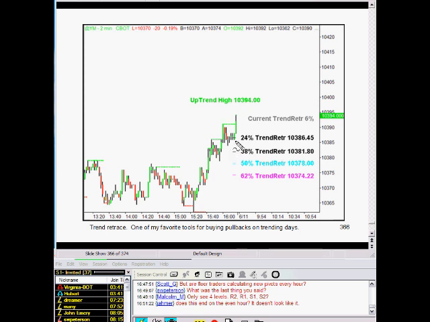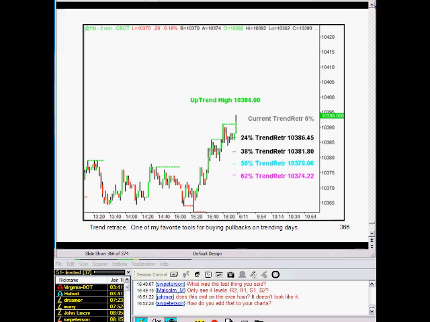Let me draw this on here. You can see these little hash marks right here. This little hash mark right here is a 24. This one here is a 38. Here's a 50. Here's a 62. And this thing calculates it for me automatically in real time. I never have to think about it. And I've just got it on my flat panels. I've got it noted the previous stats on this one right here.